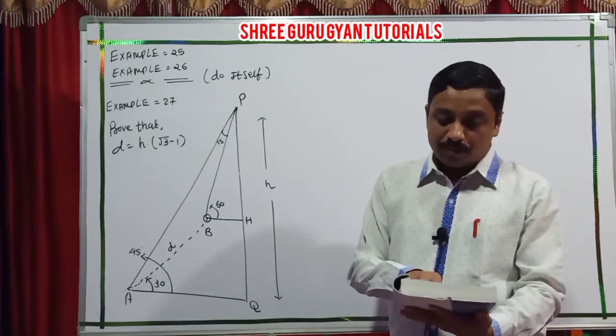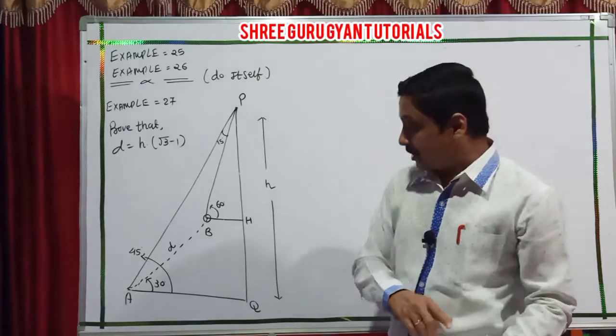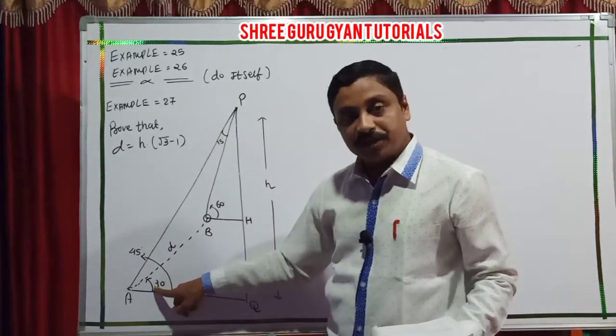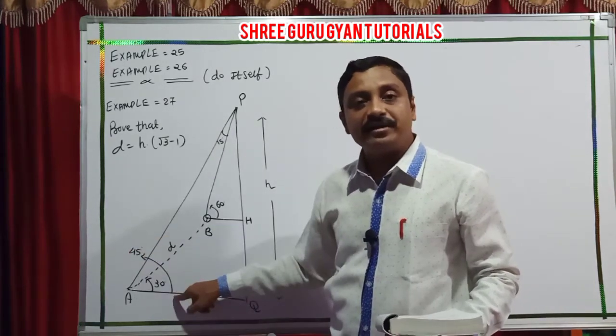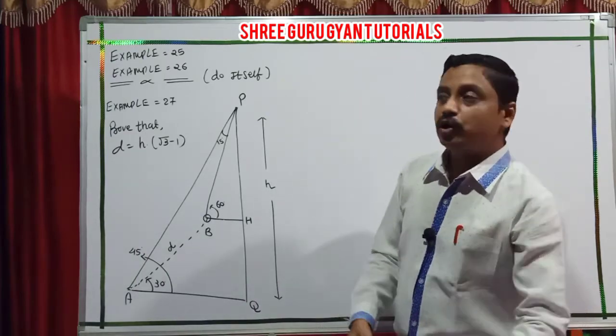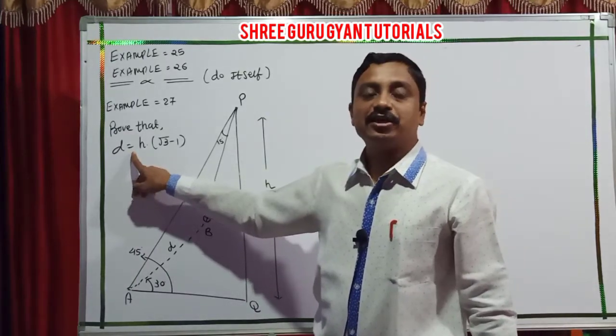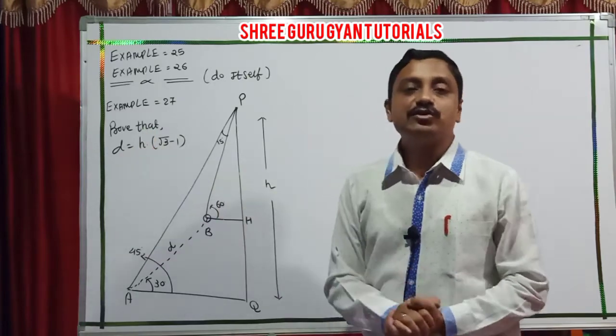And the measurable angle AB makes 30 degrees. These are given: A to B is 30 degrees, and this total is 45. We have to prove that height h times (root 3 minus 1) is equal to D.